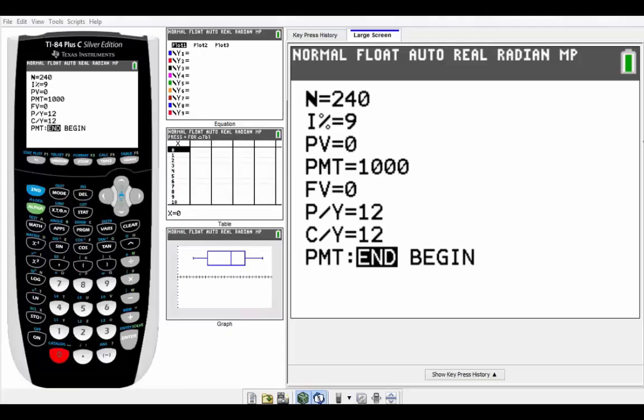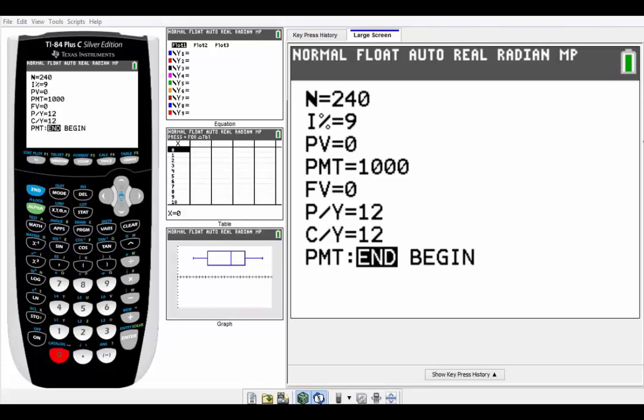To solve this problem using our TVM Solver, we go to Apps, open TVM Solver. The N is 240 because we're paying monthly, or going to be paid monthly over a period of 20 years. The interest rate is 9%. The payment is $1,000, and it's a positive value because Pauline will be receiving $1,000 from the bank every month. The future value is 0 because we're going to work this annuity down to 0 over the 20-year period, and there are 12 payments per year and 12 compounding cycles per year, because it's monthly.